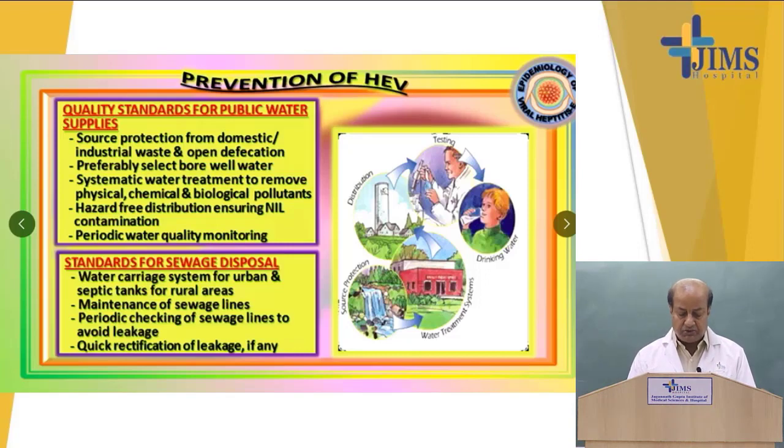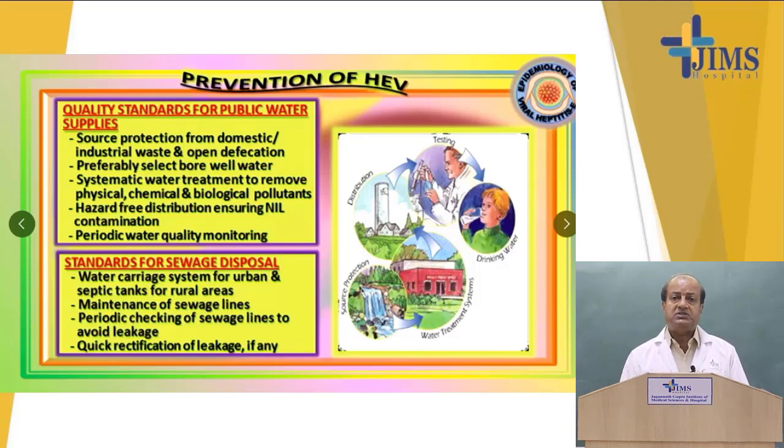Systematic water treatment to remove the physical, chemical, and biological impurities and pollutants to make the water completely purified before supply. A hazard-free distribution system to the community point should be there to make it free from contamination, and periodic water quality testing also to be done to ensure the safe water supply to the community.